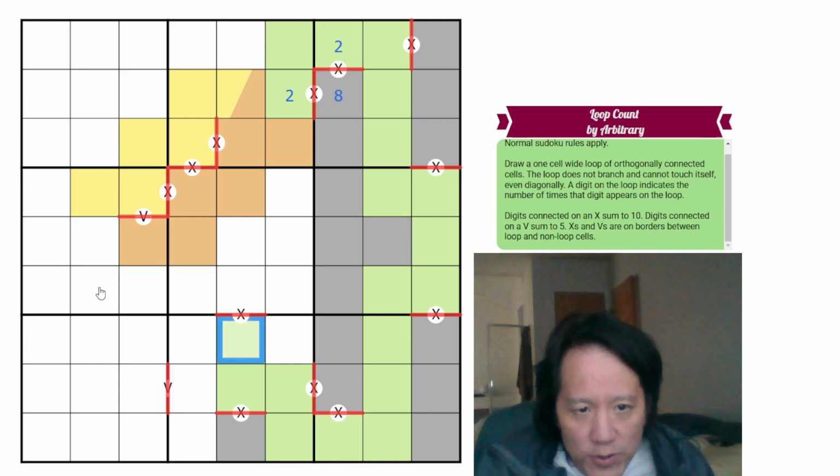This has to be part of the loop, which means this is not part of the loop. This can't be part of the loop because it would touch itself if it went that way. So therefore, it could go this way, it could go this way. We don't know. But this is part of the loop too. And it can't go down.